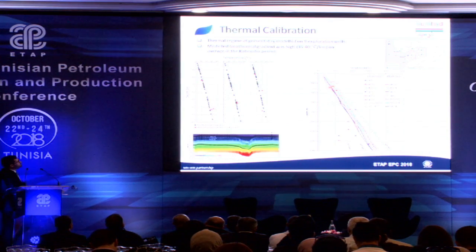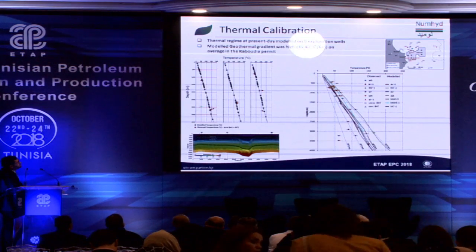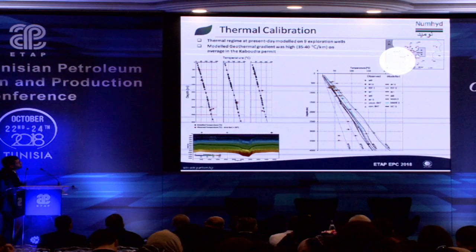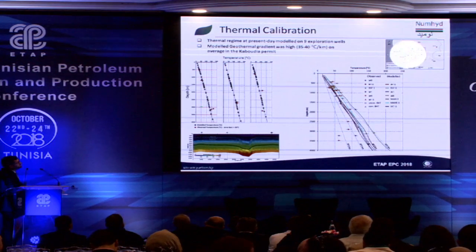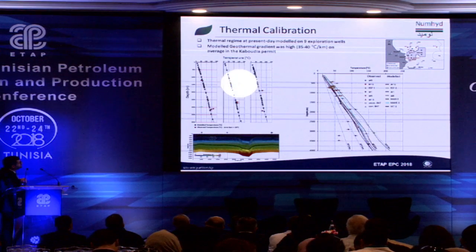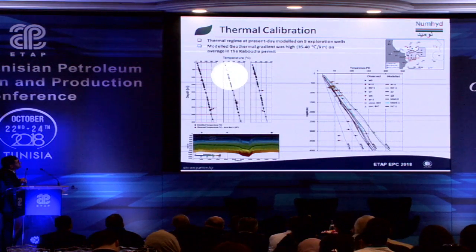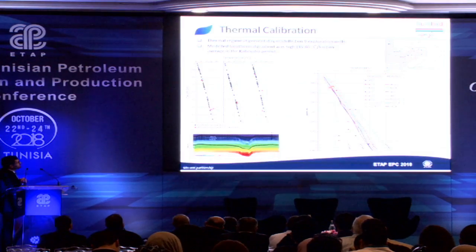The thermal calibration. The thermal calibration has been realized on 9 exploration wells. You can see here, it's the orange dot on this map. This is an example of calibration on the left. You can see the black line is the simulated temperature. The red points are the observed data.